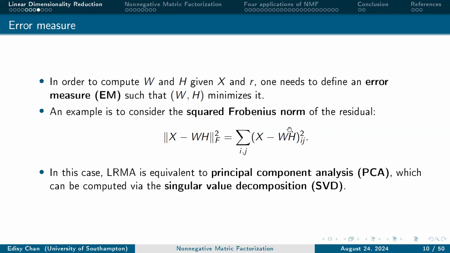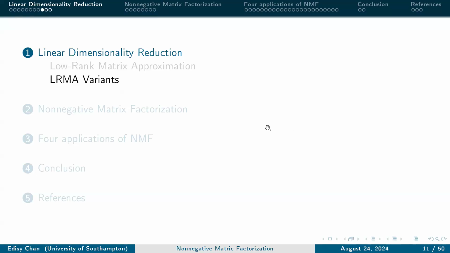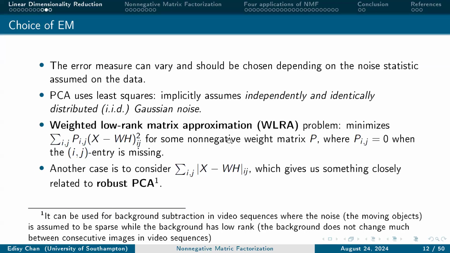But certainly we could have many other kinds of LRMA, the low rank matrix approximations. Those abbreviations are really hard to pronounce anyway. It depends on the choice of the error measure and also the constraint we consider. If we choose a different error measure, then we will have a different kind of problem. This choice basically depends on the noise statistics of the data.